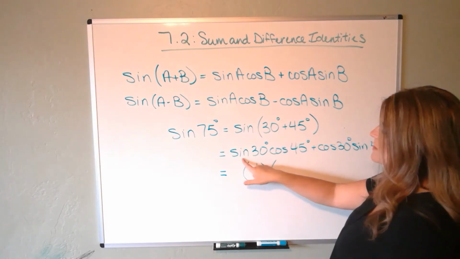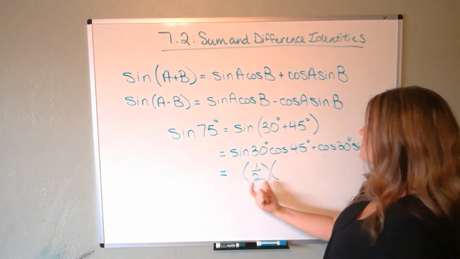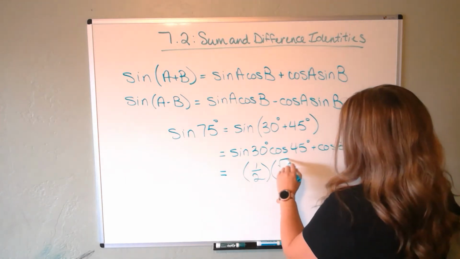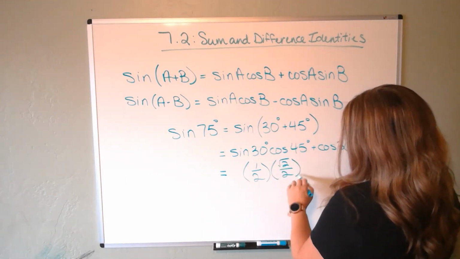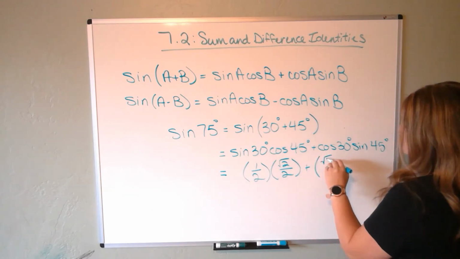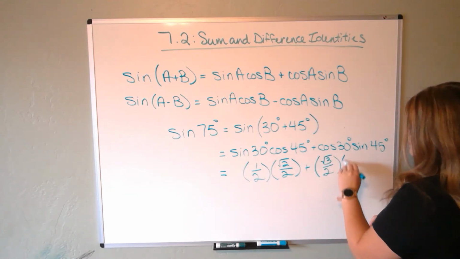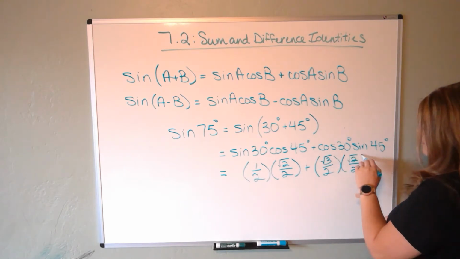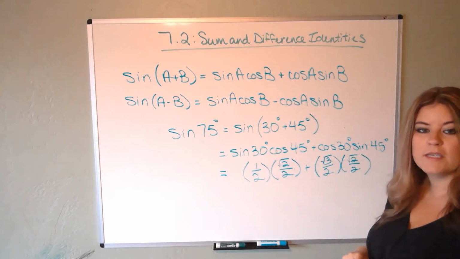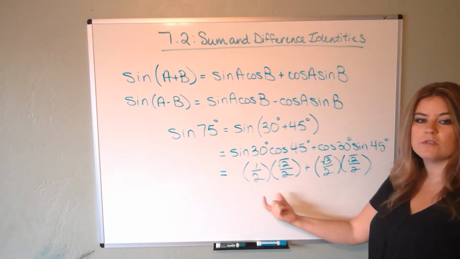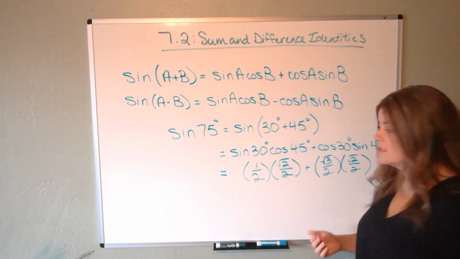So notice this is sine 30 times cosine 45. So I do the 1/2 times cosine 45, that's root 2 over 2, plus cosine 30, what's that? Well, that's root 3 over 2, times the sine of 45, root 2 over 2. And then on here, make sure that we multiply these two terms together before we do any addition.